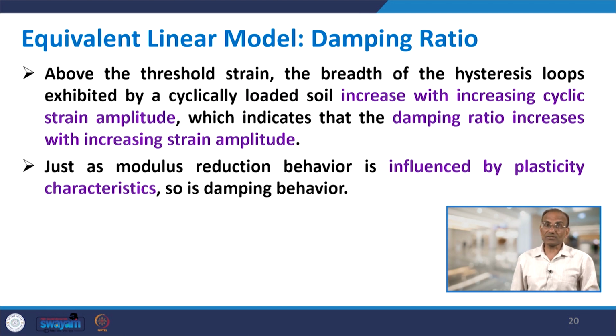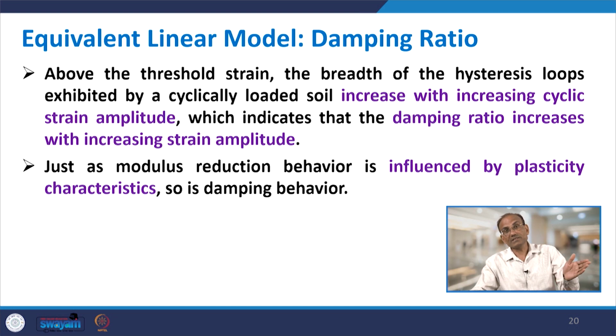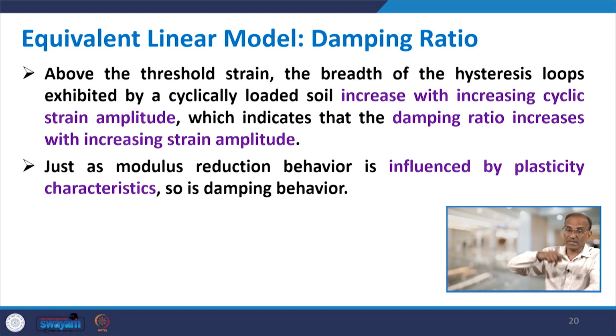So, above the threshold strain, the breadth of the hysteresis loop exhibited by cyclically loaded soil increases with increasing cyclic strain amplitude, which indicates that the damping ratio increases with increasing strain amplitude. So, it has been observed that when you increase the strain amplitude, the damping ratio increases, because the breadth of the hysteresis loop will increase for the higher strain amplitude.